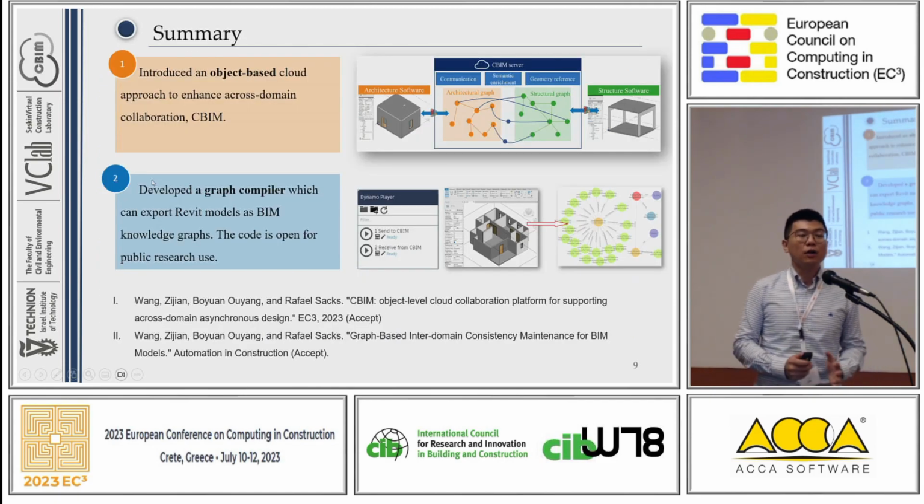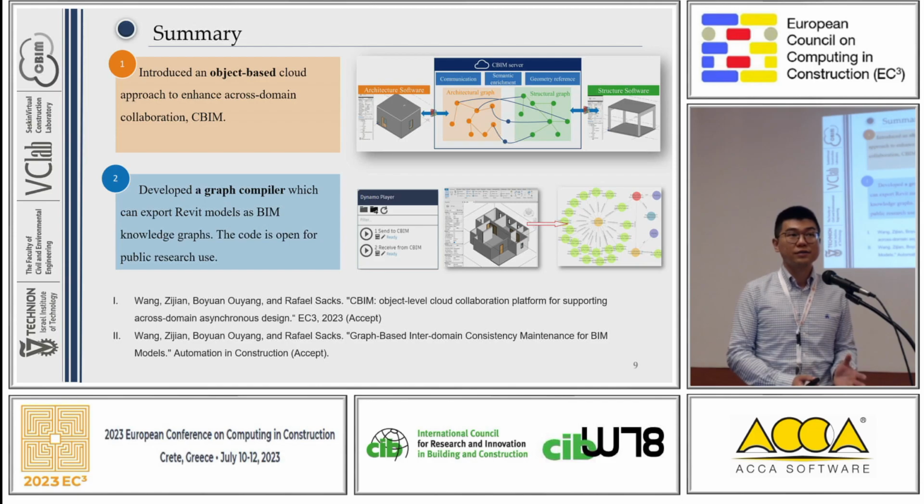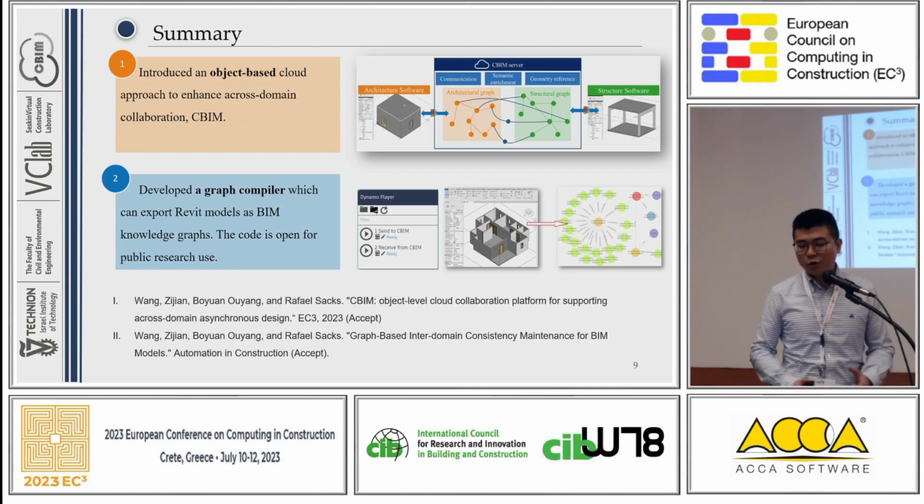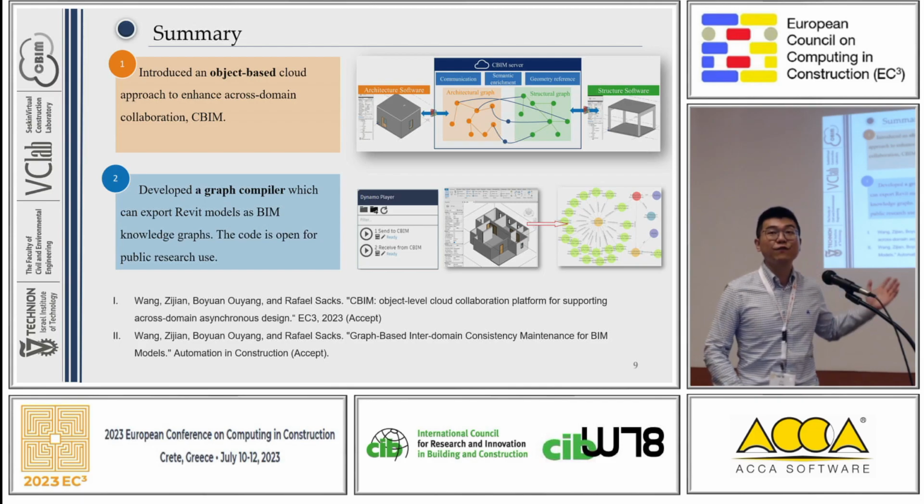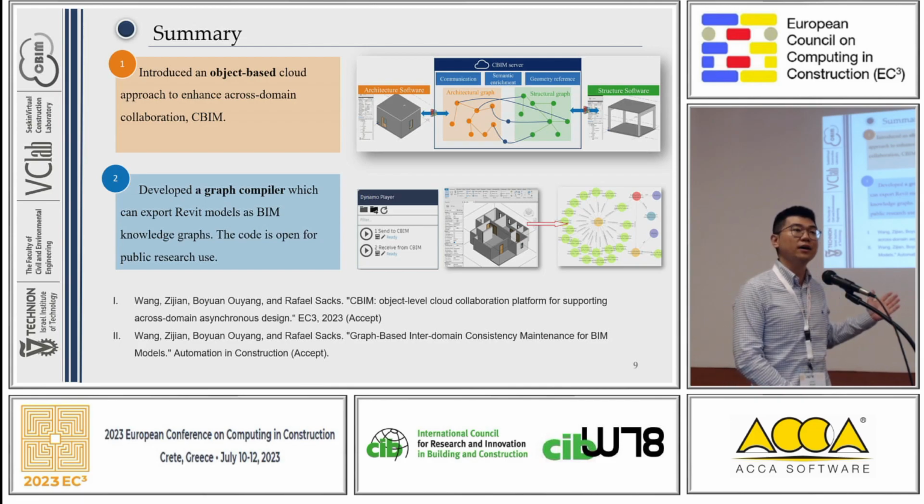So in summary, we propose an object-based cloud approach to enhance our cross-domain collaboration. We call it CBIM. And we also developed a graph compiler which can export Revit models into a BIM knowledge graph. And this code is open on GitHub. You can find all this information from the following two papers. One is the conference paper in EC3, and another paper is already accepted by Automation in Construction.